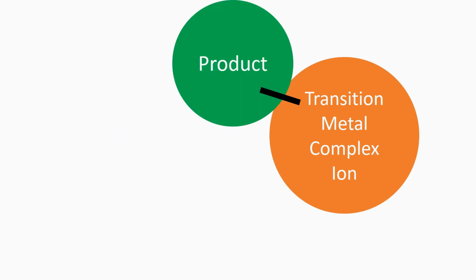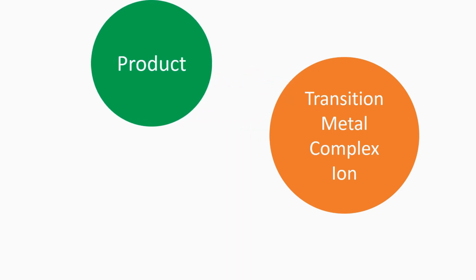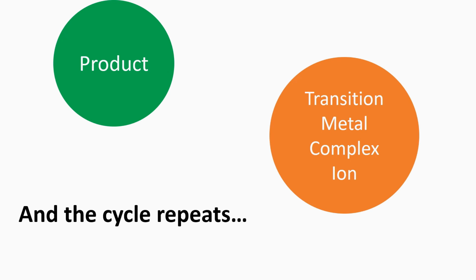The bond between the product and the central metal ion breaks, allowing for new reactant species to bond to the metal ion and repeat the catalytic cycle.